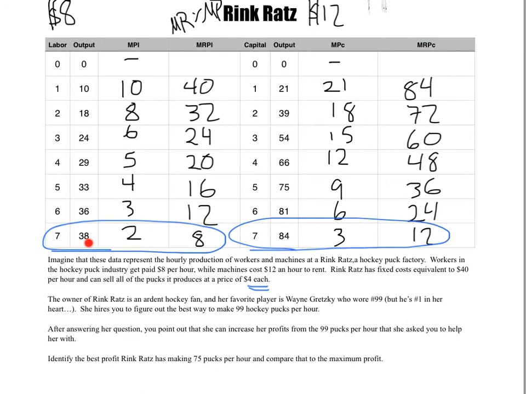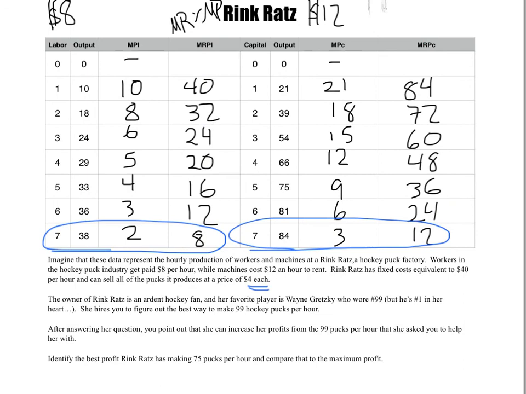The 7 workers will produce 38 goods, the 7 capital will produce 84, and if we add those together, we get that 122 units is the profit maximizing level of output when hiring 7 units of capital and 7 units of labor. We can then figure out what the actual profit is going to be by determining the revenue and determining the costs associated with this production.